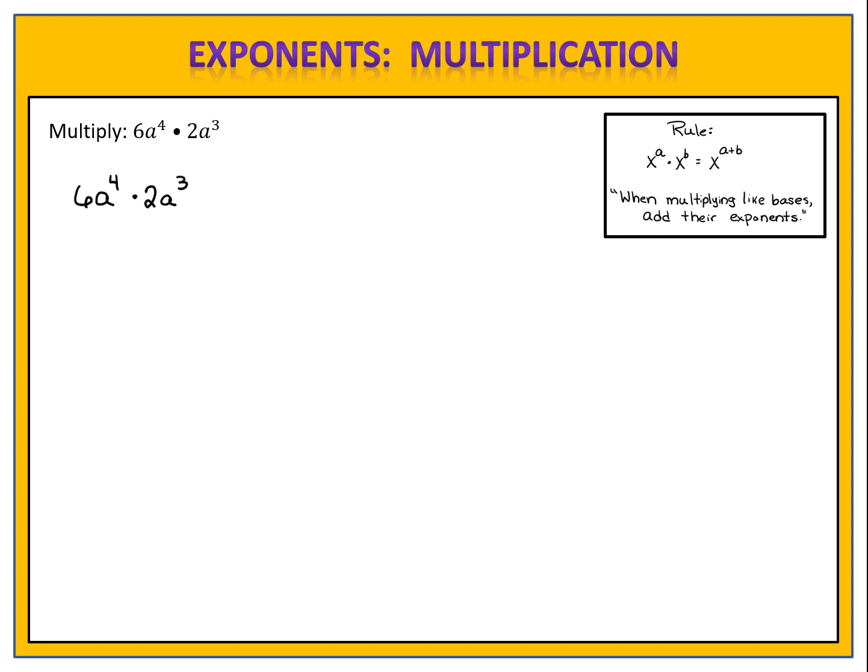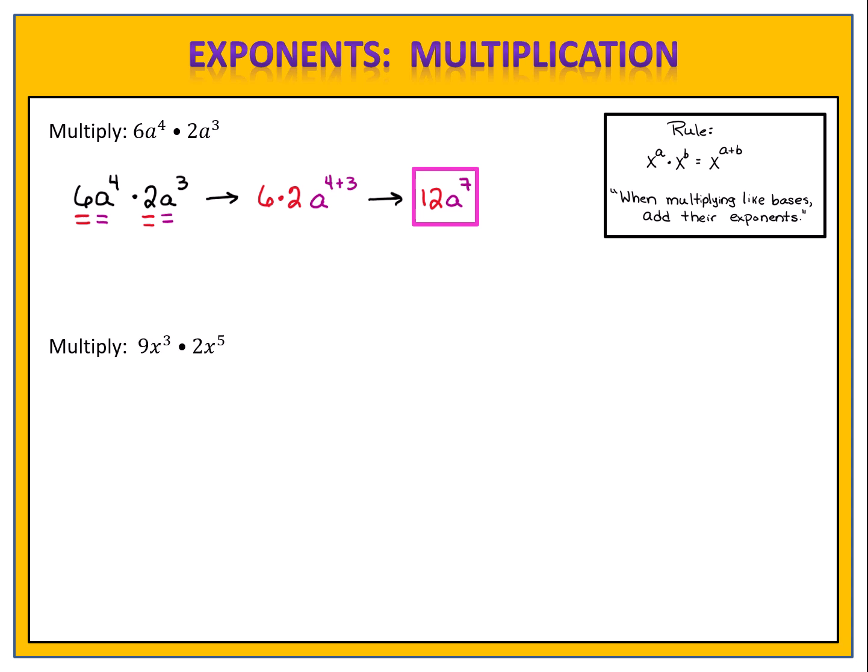When multiplying, we begin by looking at the coefficients 6 and 2, which we will multiply together. We then look at the variable a, which is the base. We have a to the 4th and a to the 3rd. Since we have the same base, we add the exponents together, 4 plus 3. So we have 6 times 2, which is 12, and a to the 4 plus 3, which is 7, 12a to the 7th. Here's an example for you to try.